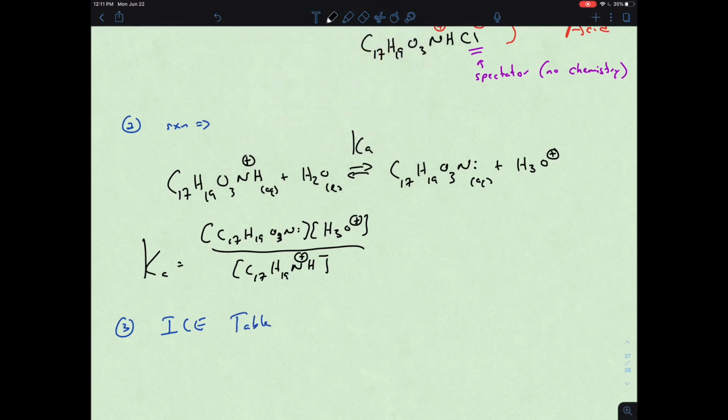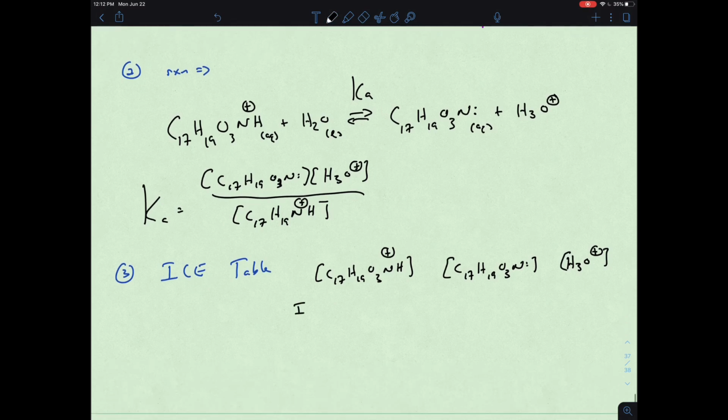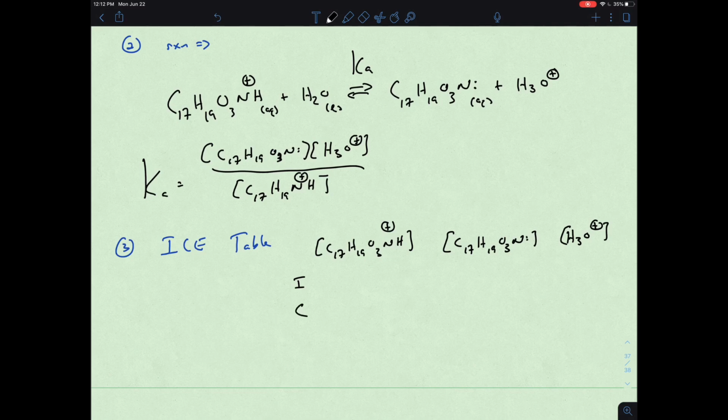So with our ICE table, we're putting in all of our important components. So we have our starting material, we have our products, and we should have enough information above to get at our initial, our change, and our equilibrium.